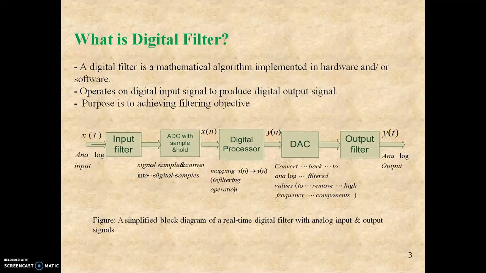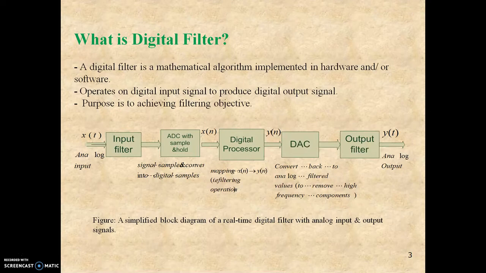A digital filter is a mathematical algorithm implemented in hardware and or software that operates on a digital input signal to produce a digital output signal for the purpose of achieving a filtering objective. The term digital filter refers to the specific hardware or software routine that performs the filtering algorithm.